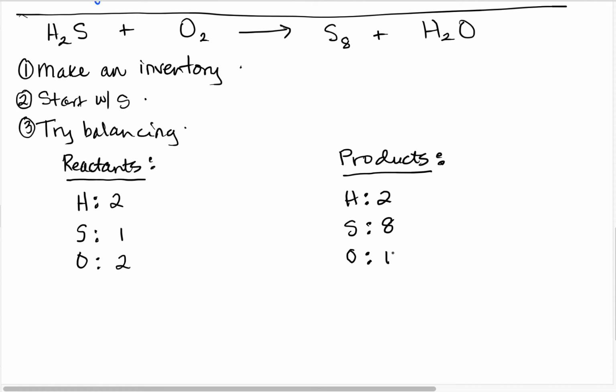I suggested that you start with sulfur, so that's what I'm going to do. So I have S8 over here and I have 1 S over here. So I want to get to 8, so I need to multiply this by 8. I'm going to do that by putting an 8 in front of the compound that has sulfur in it. But I noticed that this also has hydrogen in it, so I need to update that hydrogen to 2 times 8, which is 16. Okay, so I've updated this.